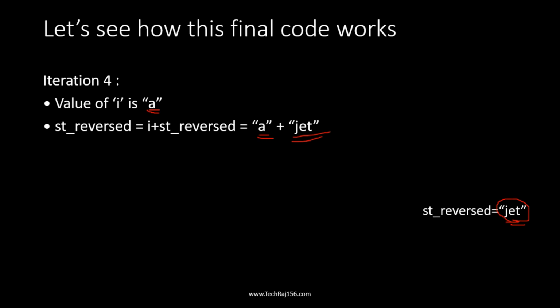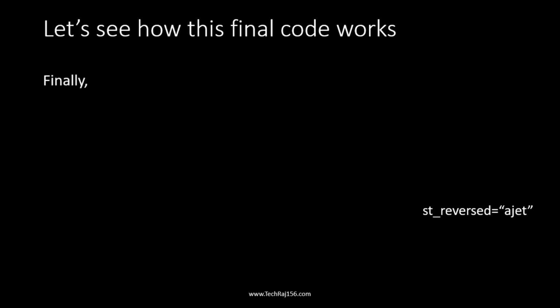So these i and st_reversed are going to be concatenated. In other words, they are going to be attached to one another. So finally st_reversed is AJET, and this is exactly the reverse of Teja. That's it, we are done. So finally st_reversed is AJET, which is the reverse of Teja. So we successfully obtained the reversed string of the original string which is given by the user.